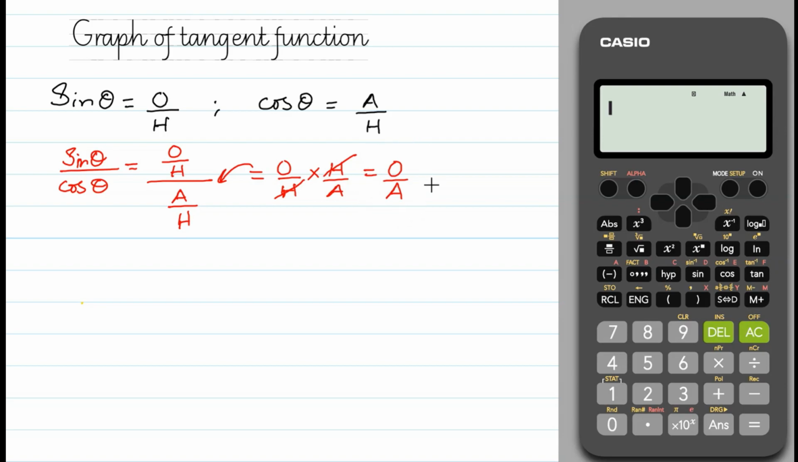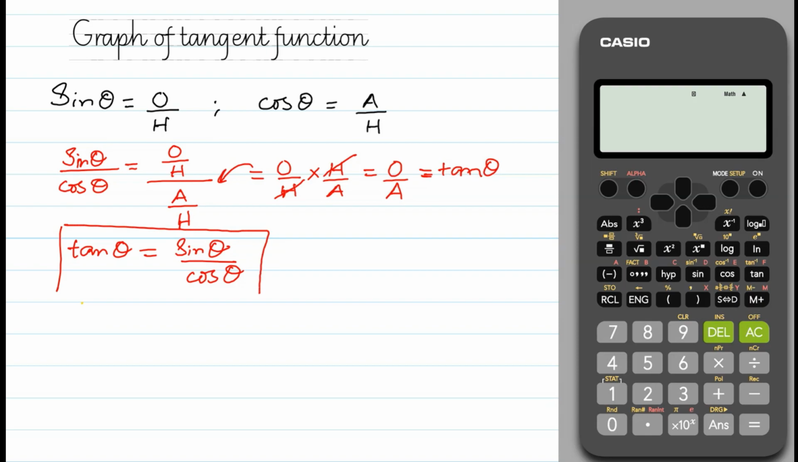I hope you understand that this opposite side over adjacent side is nothing but the value of tangent of angle theta. So this means that we get a very important identity: tan of angle theta equals sine of angle theta over cosine of angle theta. This is a very important result that we will be using.